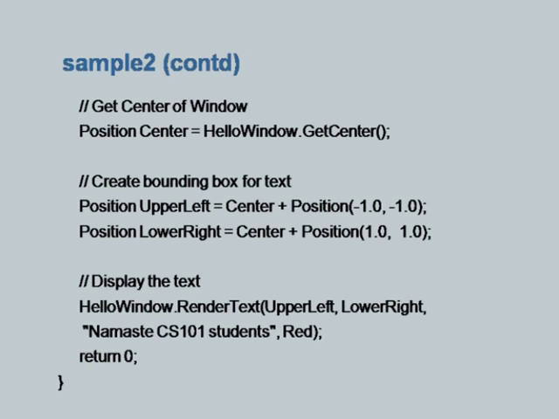Now I am doing something different. I am finding the center of that window. Again, there is a member function, hello window.getCenter. It will tell me the center point coordinates. And that I am assigning to position center. So position is another type. Position is another class. Just like int x, I am saying position center. So I am saying center equal to all of this. I get that value, and then I define an upper left and lower right corner in which I want to write some text.